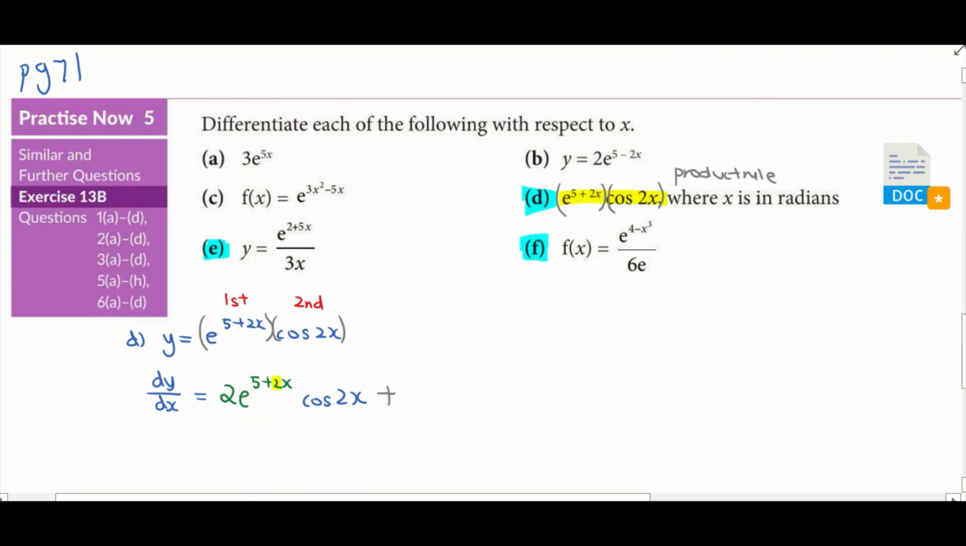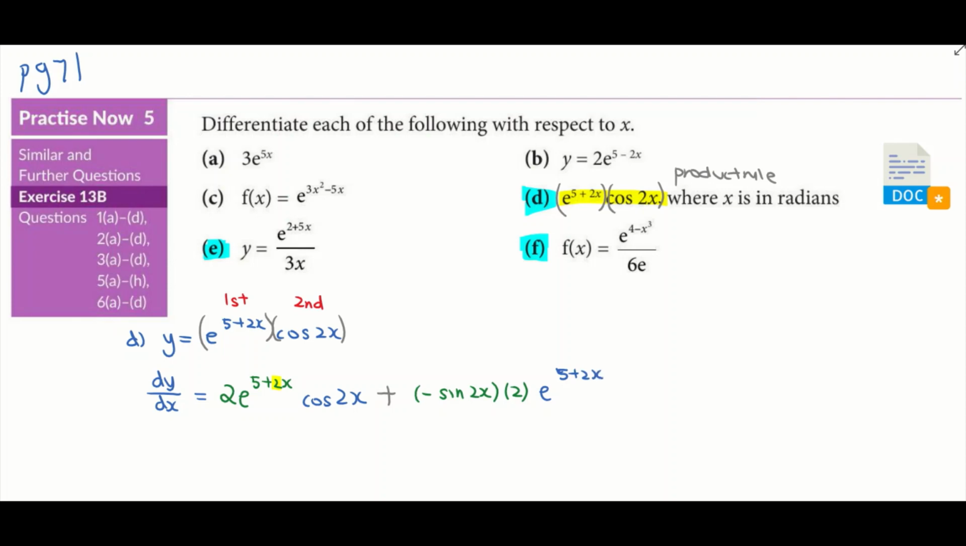Differentiate the second, keep the first. Let's differentiate the second one. Differentiating cosine will give me negative sine. And then after that comes the angle. Differentiate the angle, I'm left with 2. Don't forget to keep the first.